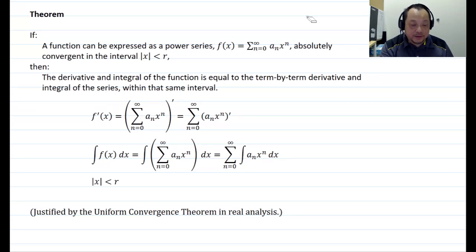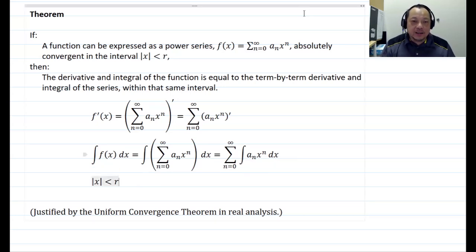And the same thing with the integral. The integral of the function is the integral of the series. And we can also move the integral inside and integrate the series term by term. And all of this will still work for the same interval of convergence. So we have this theorem, and this theorem is based on a result in real analysis called the uniform convergence theorem. I'm not going to prove this theorem. I'm just going to be happy that this theorem exists, and I'm going to use it so that I can differentiate and integrate power series term by term.